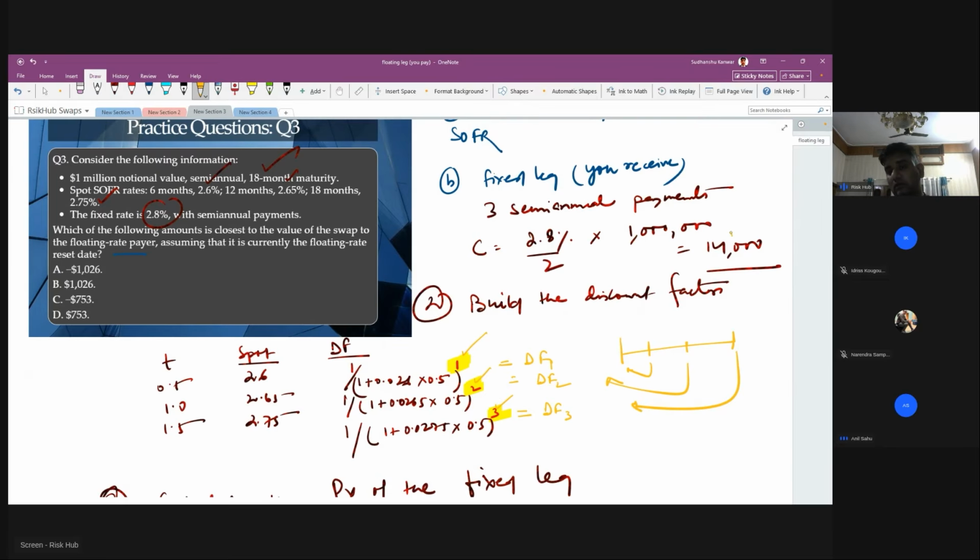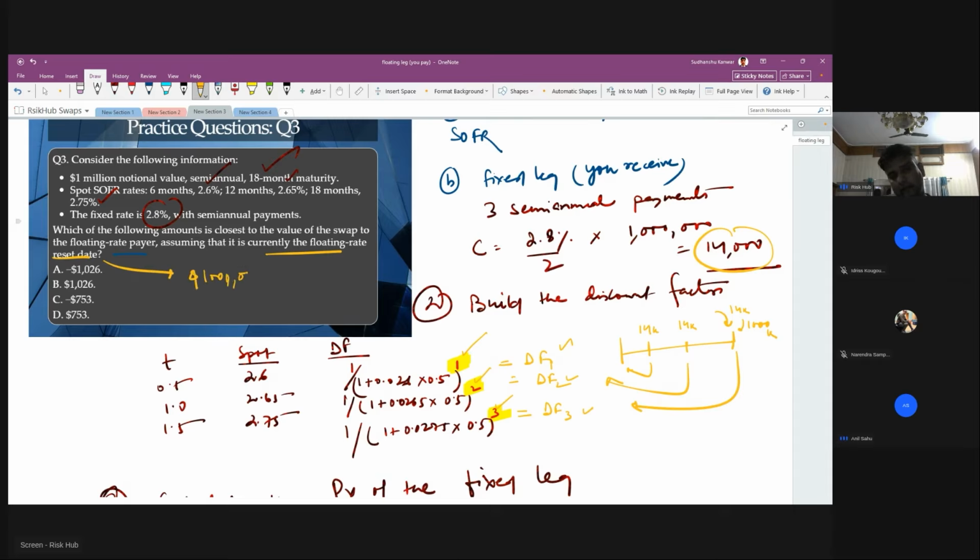So I was like, okay, let me discount it, and that's why I found the discount factor. That's simple. I found the discount factor for the floating leg. I don't need to do anything more if it is currently the floating reset date. If it's a reset date, I don't have to do anything, assuming that it is currently the floating reset date.